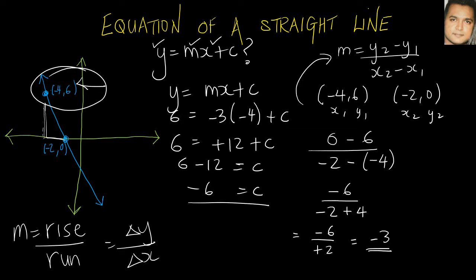Okay, so now that I have my m and my c, I'll just substitute now. I'll say, therefore, the equation of this straight line is equal to minus 3x minus 6. So that's my equation of my line.